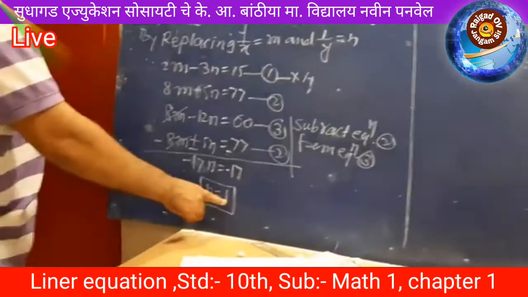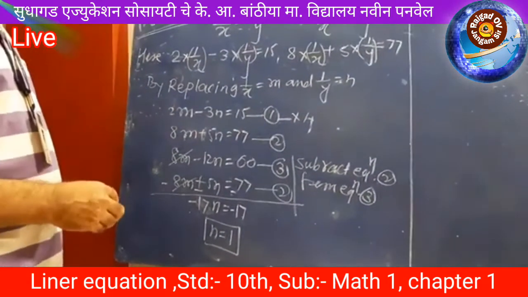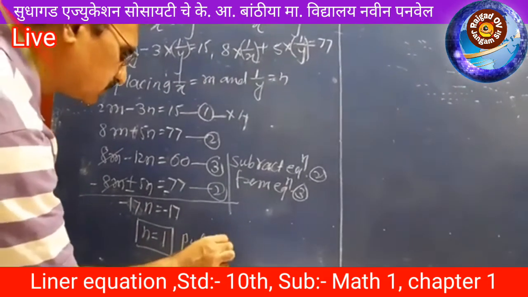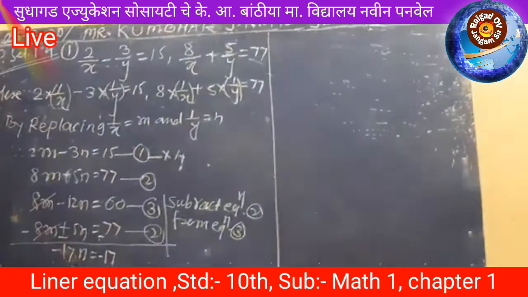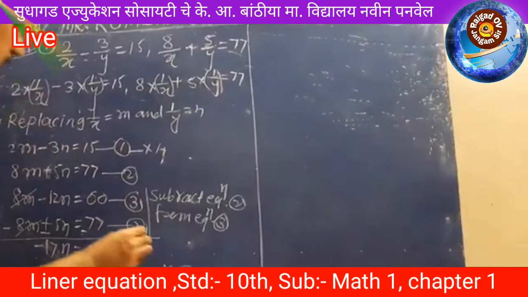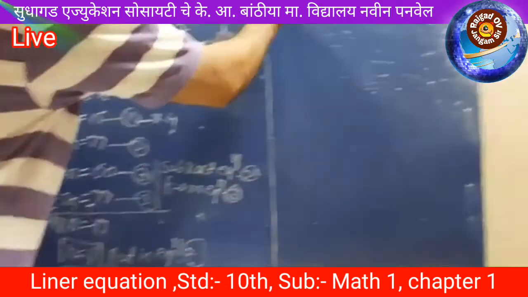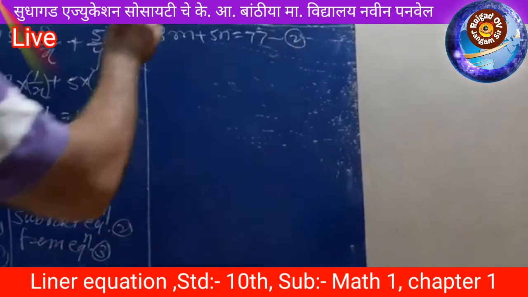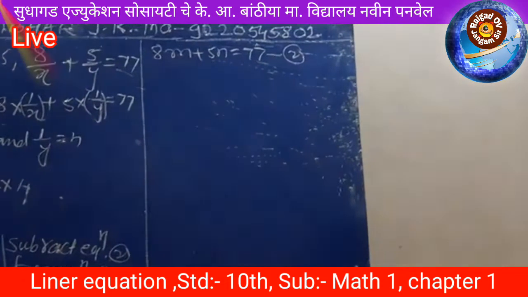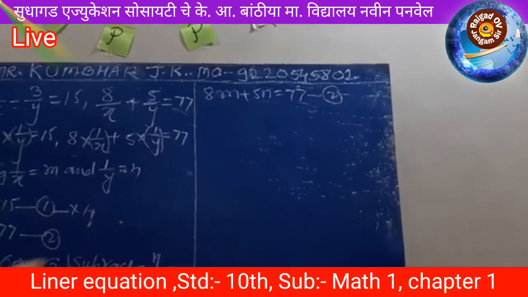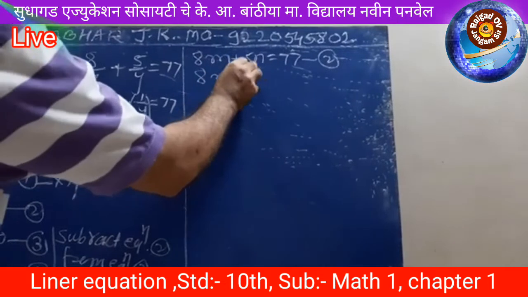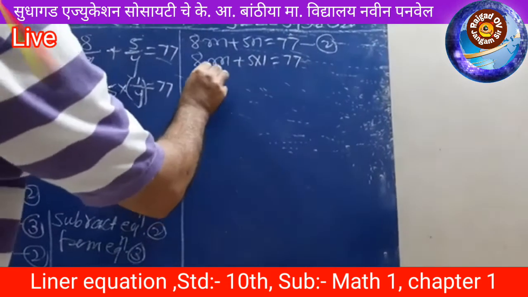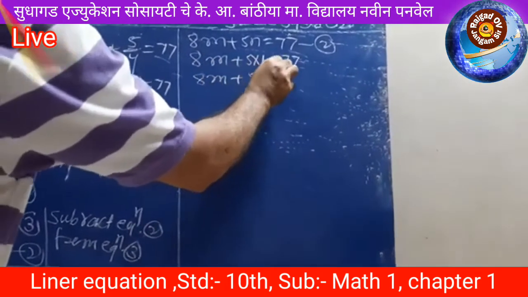If we put this n is equal to 1 in any equation, we can find the value of m. Put in which equation? Equation number 2. 8m plus 5n is equal to 77 is equation number 2. Replace n by 1. 8m plus 5 into 1 is equal to 77. 8m plus 5 is equal to 77.